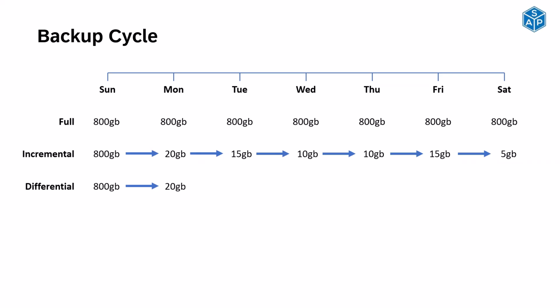Now on Tuesday, what happens? There is a change of 35 GB of data since the last full backup. The last full backup was on Sunday, for 800 GB. On Monday, it backed up 20 GB. But on Tuesday, it is not going to back up the changes that happened since the last backup. It will go back to the last full backup, which was on Sunday, and whatever changes have been made in the database since Sunday, it will back up all of them. That is 35 GB.